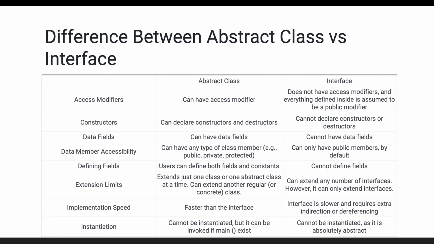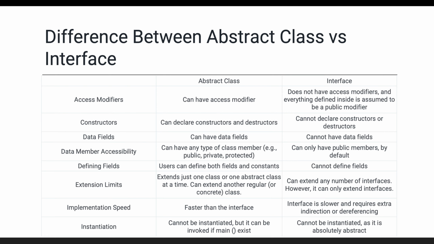Next difference between abstract class and interface is in terms of extension limit. Since abstract is a class, we can extend just one abstract class at a time. Because we cannot create the object of an abstract class, it can be extended by some other class, and if that class does not implement all the abstract methods available inside the abstract class, that class can also be defined as abstract. But in case of interface, it can extend any number of interfaces, however it can only extend interfaces.